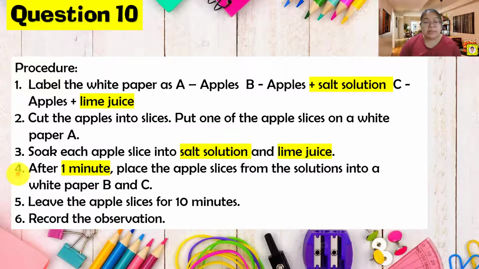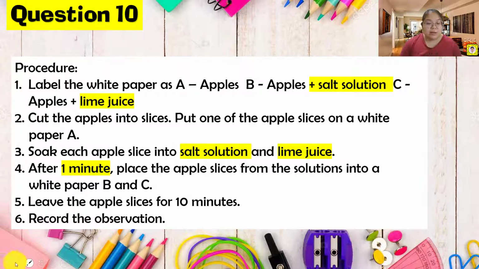Number 4, you must say the time taken. After 1 minute, so we need a constant. After 1 minute, you place the apple slices from the solution onto the white paper B and also C. After that, we just leave them there for 10 minutes. Leave the 3 apples there for 10 minutes. After that, you record the observation you can see on the paper, on the apple. You want to see whether the apple changes or not.